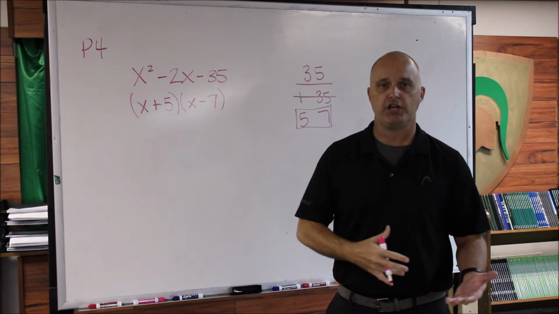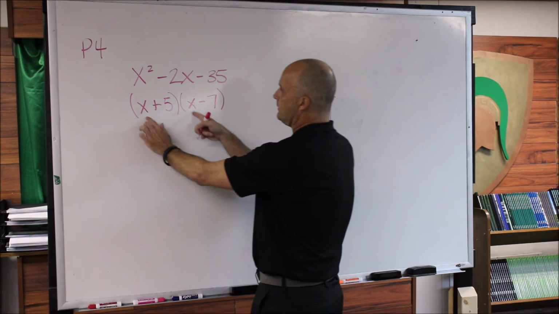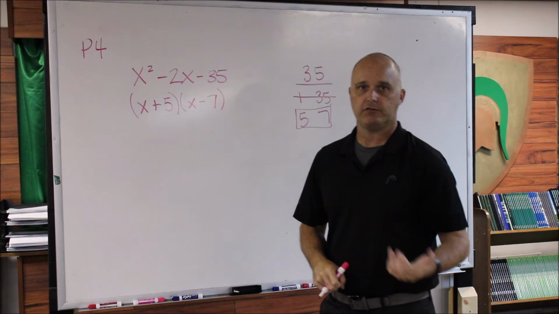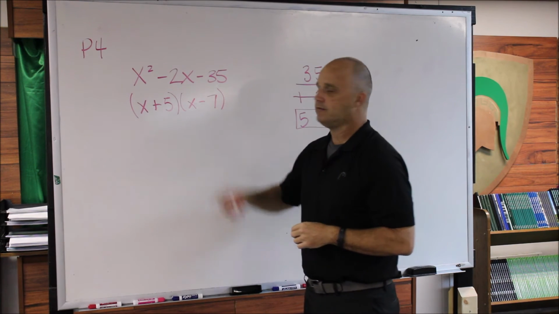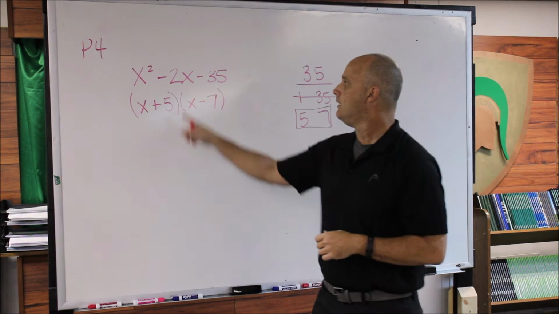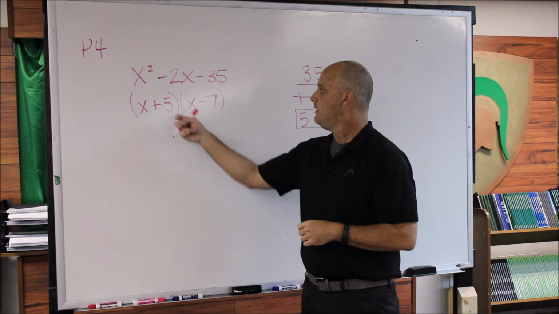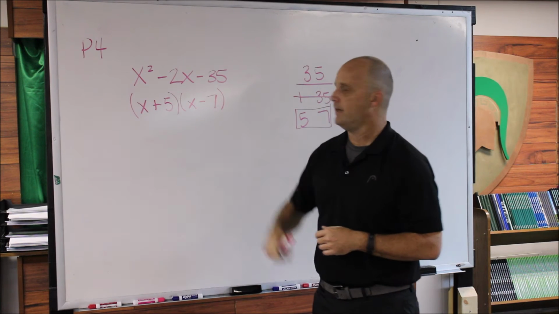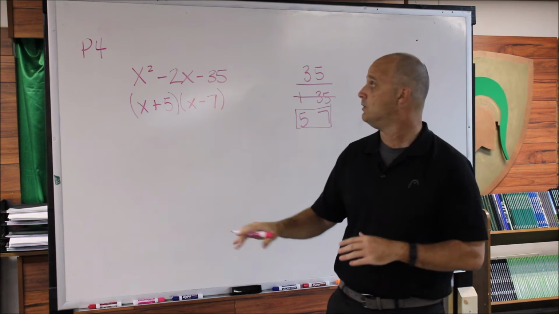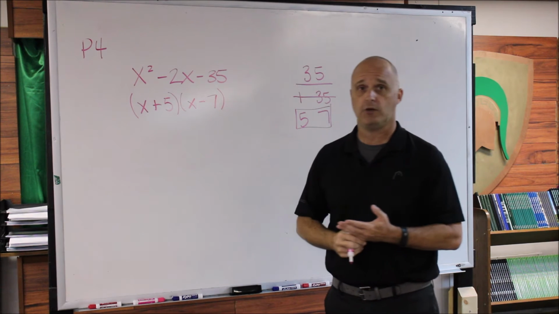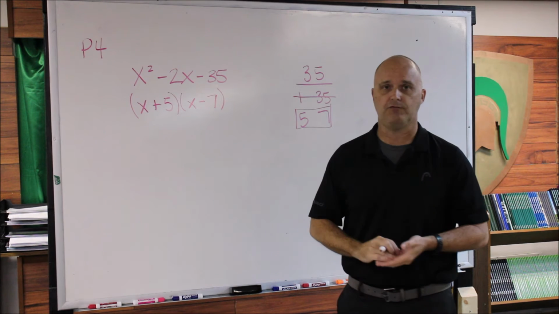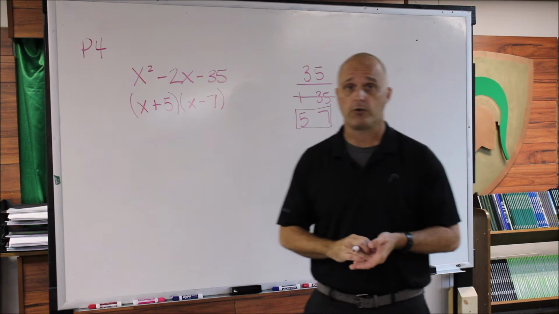So if I go back and check this, x times x is x squared. X times negative 7 is negative 7x. 5 times x is 5x. So negative 7x plus 5x is negative 2x. 5 times negative 7 is negative 35. So I do get the original expression, which was x squared minus 2x minus 35. This means that the binomials x plus 5 times x minus 7 are the correct factors.